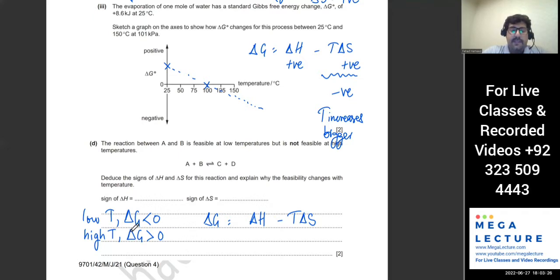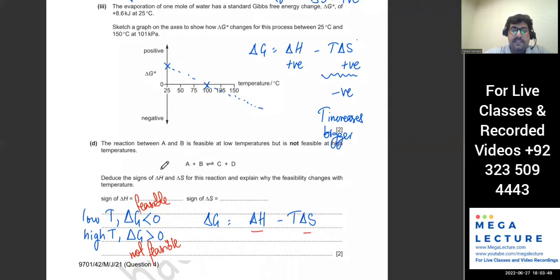So at high temperatures, delta G must be greater than 0 because it's going to be positive. It's not feasible. And I'm just going to write this down. Because this means feasible, this means not really feasible. So I need to figure out what delta H and delta S are.